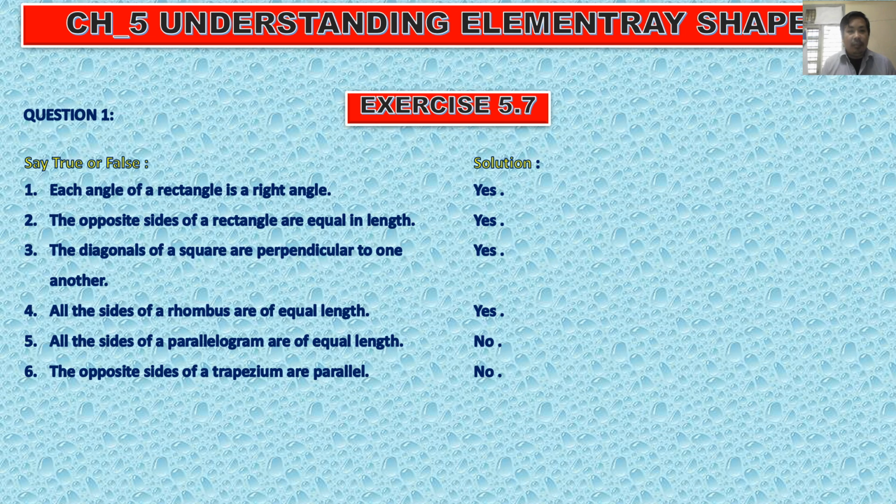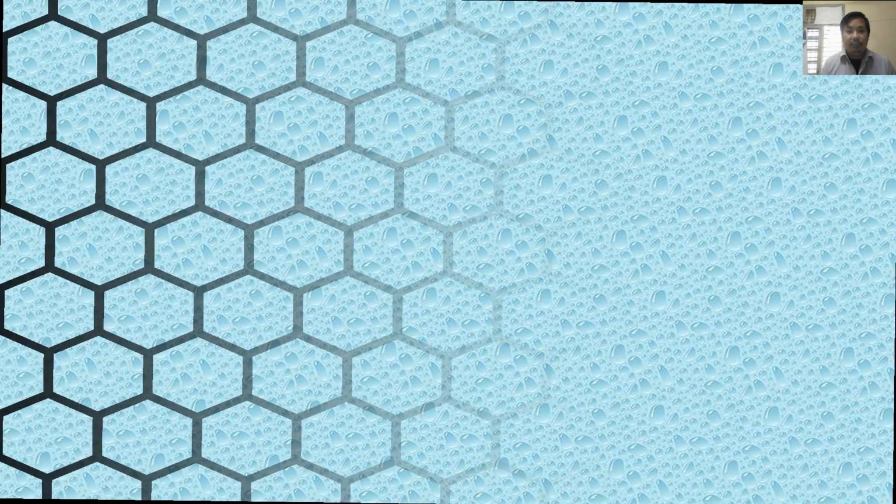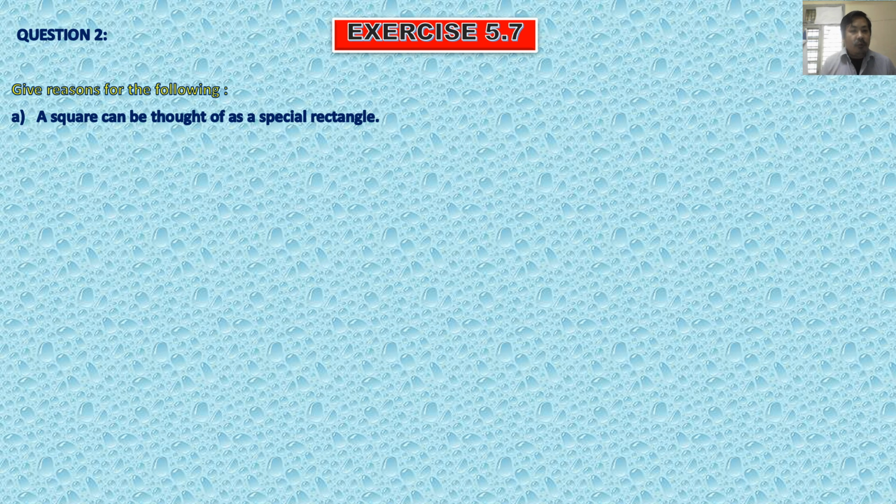And now let us go to the next question. We have question number 2, which is: give reasons for the following. A square can be thought of as a special rectangle. Does a square have the properties of a rectangle? These properties, are they all there in the square or not?